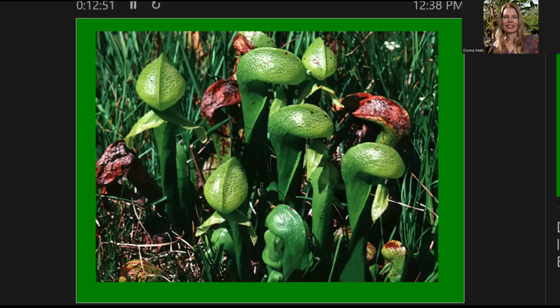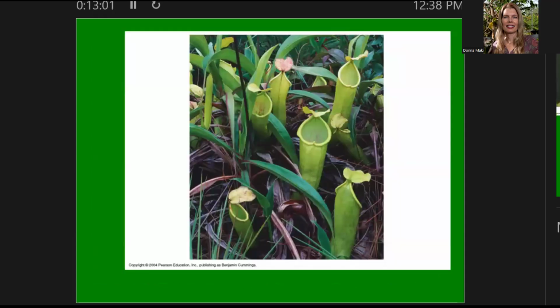So cool. So they have hairs inside there that point down. So when the insects get in there, they can't really climb up. The hairs, the trichomes, get in the way. And then there's liquid that collects. And so when the insects get in there and can't make it back out, they usually fall and drown. And then there's all kinds of microbes in the liquid that help the plant digest the insects so that they can get access to the nutrients.